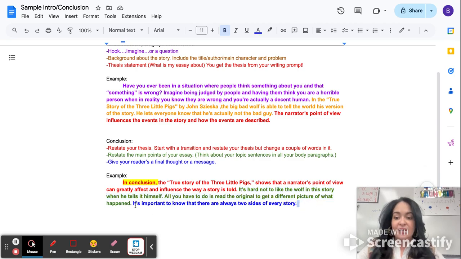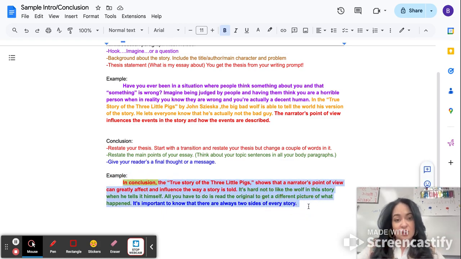And then I have my last part, which is my blue, where you have a final thought for your reader. So my final thought is kind of like thinking of a theme or a lesson that you give your reader, right? Mine is that it's important to know that there are always two sides of every story, right? Even when you hear something, there's two sides. So notice how simple my conclusion is.